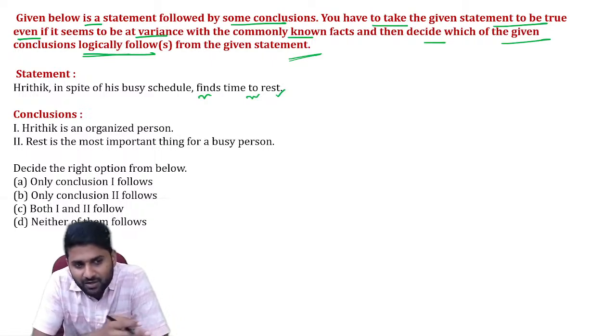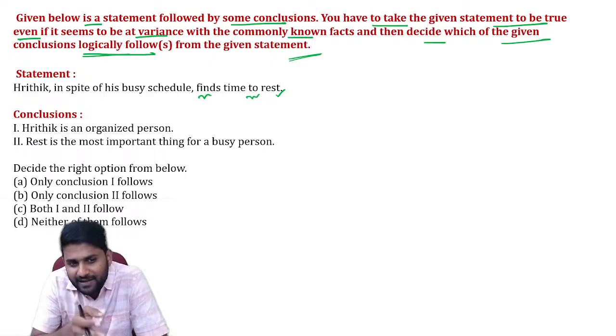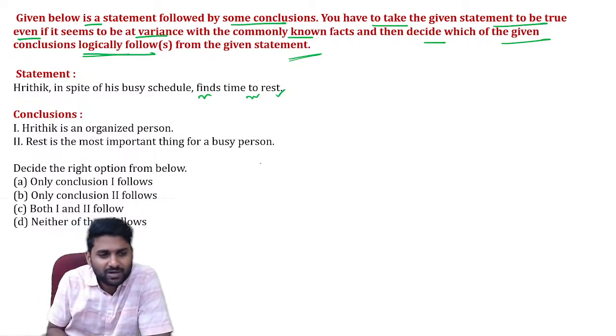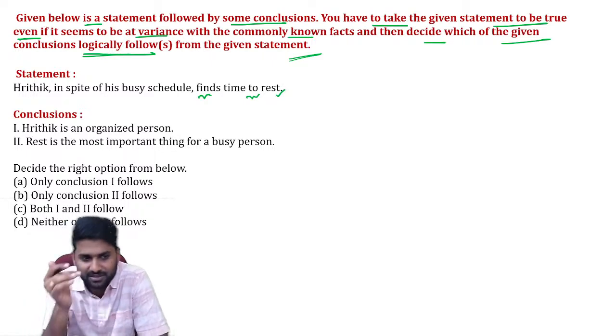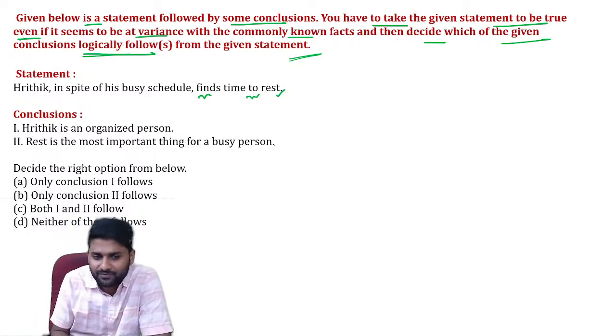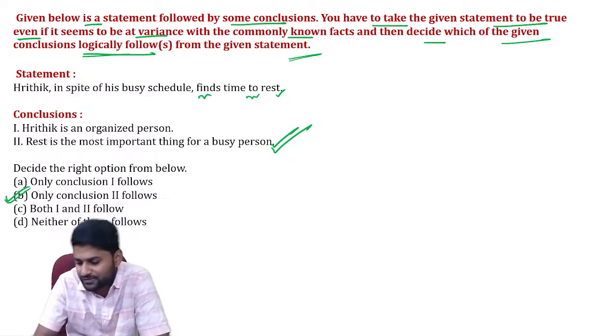See, in spite of his busy schedule, he finds time to rest. So we can conclude that he is not organizing anything. He was busy with this work. So rest is the most important thing for a busy person. We can conclude that information. That's why conclusion 2 follows.